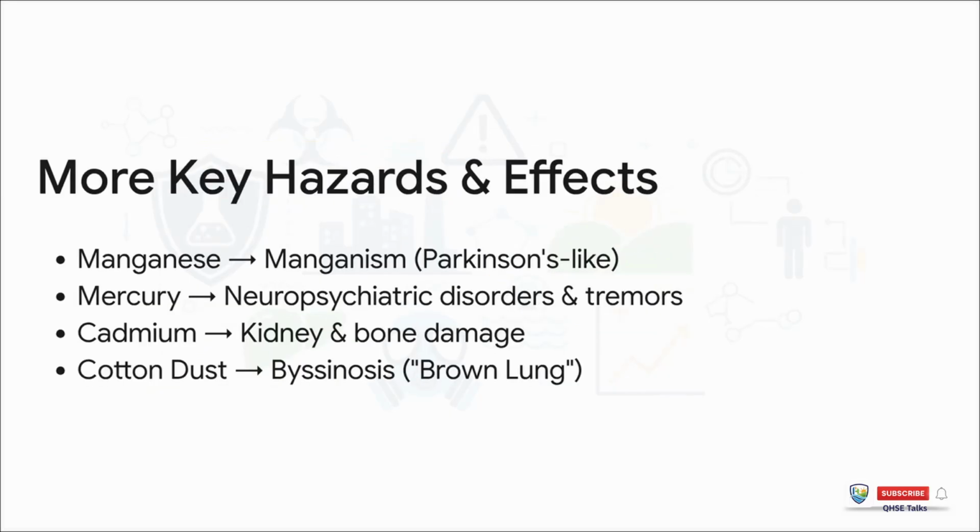And our gallery tour continues with a few more key players you need to know. Remember, for the exam, it's all about matching the toxin to the target organ. So, we've got manganese, often from welding fumes, which can cause a neurological disorder called manganism that tragically looks just like Parkinson's disease. Then there's mercury vapor, which attacks the central nervous system, leading to tremors and serious psychiatric issues. Cadmium, found in batteries, is a double whammy. It goes after both the kidneys and the bones. And finally, cotton dust, which can cause byssinosis or brown lung, an asthma-like disease that causes severe chest tightness.